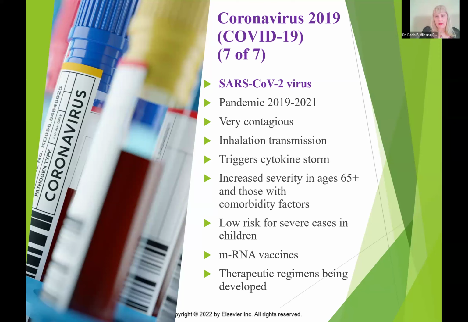And the biggest problem was the cytokine storm, which we already talked about when we did the immune system, so I don't need to review that anymore. Increased severity in ages 65 and up, and those, of course, with comorbidity factors such as autoimmune diseases, diabetes, etc., hypertension, and even heart disease. All these people are at risk. The cases were less severe in children who were at lower risk, and we now have mRNA vaccines available, and therapeutic regimens are being developed.